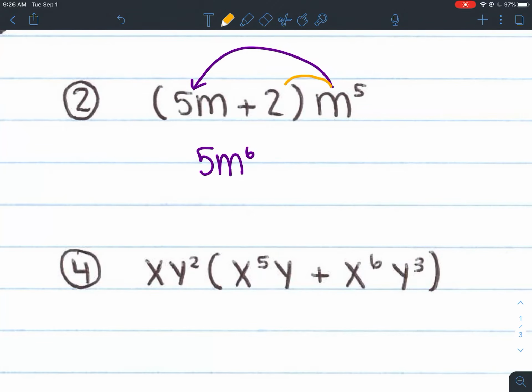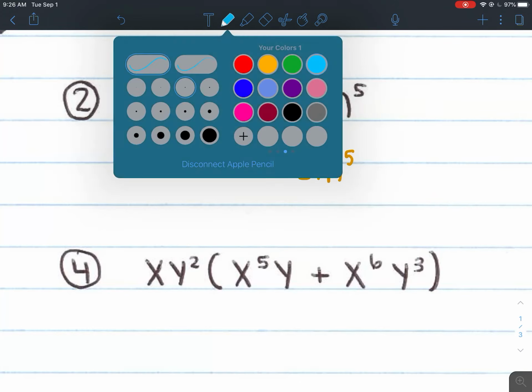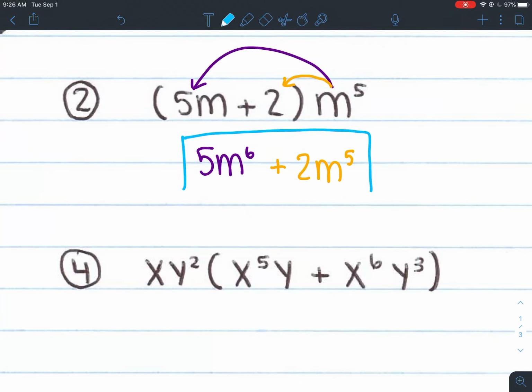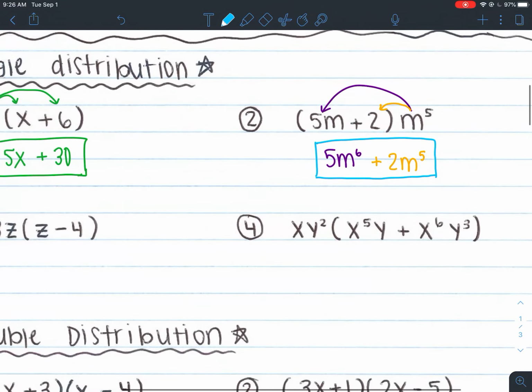And then you're going to multiply it to the 2 as well, because you have that other term. And this would be positive 2m to the 5th. Now these are not like terms, so I cannot combine them. So then this would be my final simplified expression. Remember, we're simplifying these. We cannot solve them. There are no equal signs to solve.